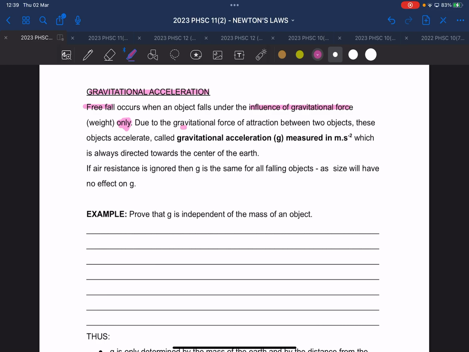Due to the gravitational force of attraction between two objects, these objects' acceleration is called gravitational acceleration, in meters per second squared. So due to gravitational force, the acceleration is gravitational acceleration.